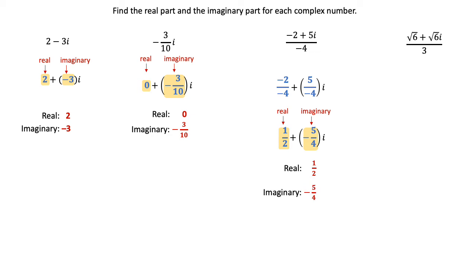And in the last example, we have square roots. So we have square root of 6 plus square root of 6i, over 3. That i is understood to be outside of the radical. It's not underneath it. So we're going to separate that into square root of 6 over 3 plus the square root of 6 over 3i. In this case, the real part and the imaginary part are exactly the same. The real part is square root of 6 over 3, and the imaginary part is square root of 6 over 3.